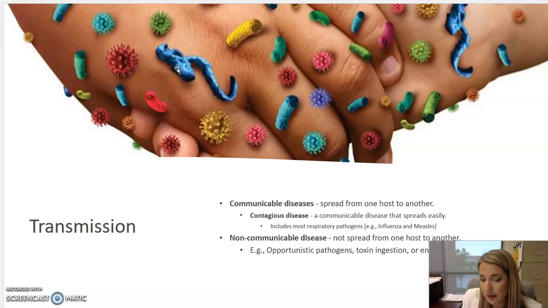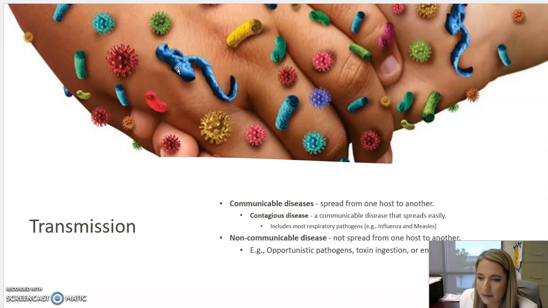Or even something like botulism. With botulism, a common way to get it is through eating contaminated food, specifically contaminated canned vegetables. So if you get botulism from eating contaminated canned vegetables, you can't give someone botulism that comes in contact with you. They would also have to eat from the contaminated food source.